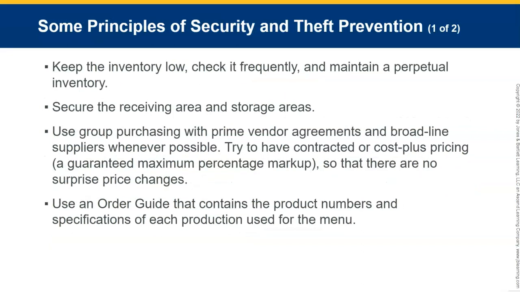Some principles of security and theft prevention. Keep the inventory low, check it frequently, and maintain a perpetual inventory. Secure the receiving area and storage area, so you would have a lock on the door. Use group purchasing with prime vendor agreements and broadline suppliers whenever possible. Try to have contracted or cost plus pricing so that there are no surprise price changes. Use an order guide that contains the product numbers and specifications of each product used for the menu.